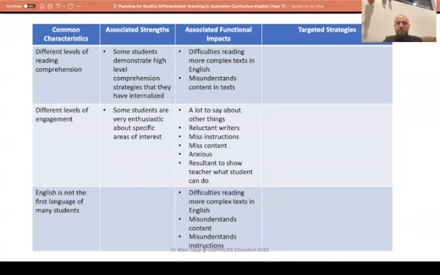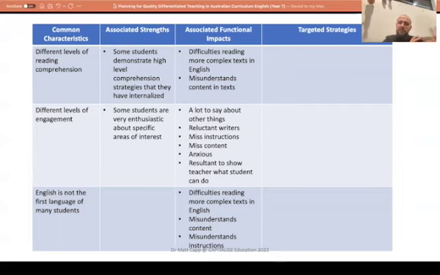So for kids with different levels of reading comprehension, some have difficulties reading more complex texts in English, and some misunderstand content in text. So for those kids with different levels of engagement, some have a lot to say about other things, are reluctant writers, misunderstand instructions, miss content, can be anxious, and can be reluctant to show teachers what the student can do.